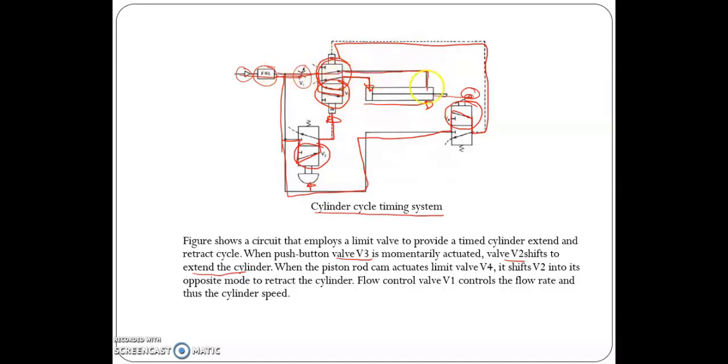the cylinder untuk retract. Okay, flow control valve V1 control the flow rates and the speed of the cylinder. This one lah, V1 yang akan control the speed of the cylinder. So the compressed air yang dalam bahagian ni akan keluar ke atmosphere.